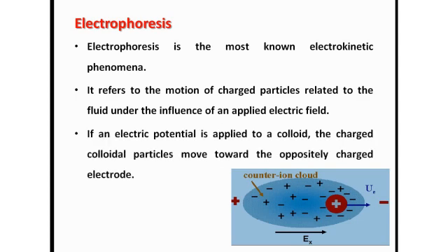So if an electric potential is applied to the colloid, the charged colloid particles will move toward the oppositely charged electrode. Suppose we have a solution of colloids, and these colloid particles have negative charge over their surfaces. If we apply two electrodes towards the ends of the colloidal solution, then what will happen? As the colloids have the negative charge, they will always migrate toward the anode.